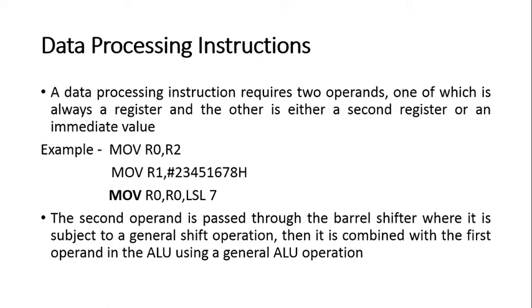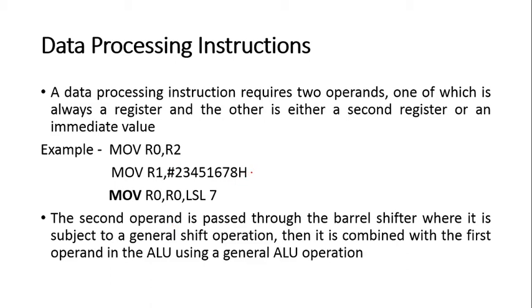we have used move r0 comma r1 as an instruction, add r0 comma r2 as an instruction, and there is one more instruction which is actually immediate addressing that I'm using, which is move r1 comma hash 23451678. As you can see, this is a 32-bit data that I am loading here.